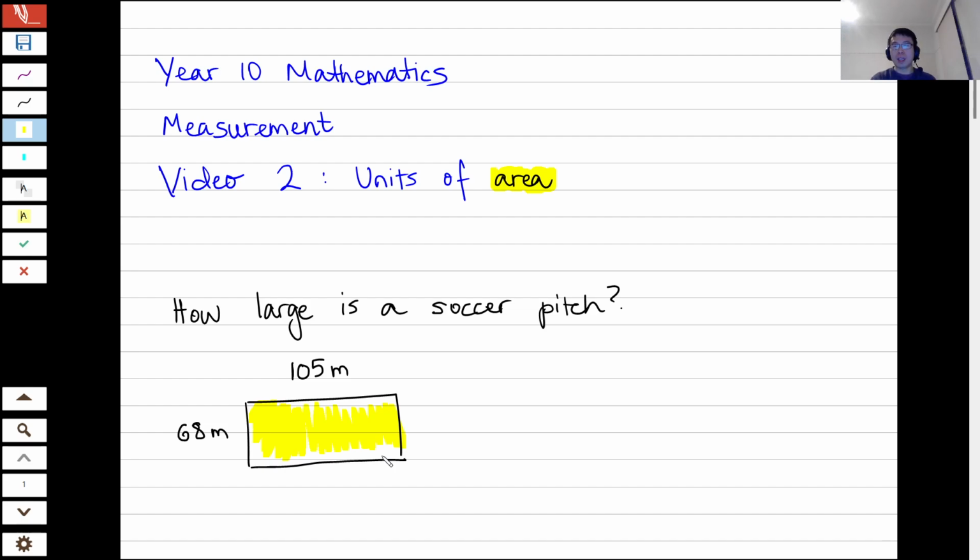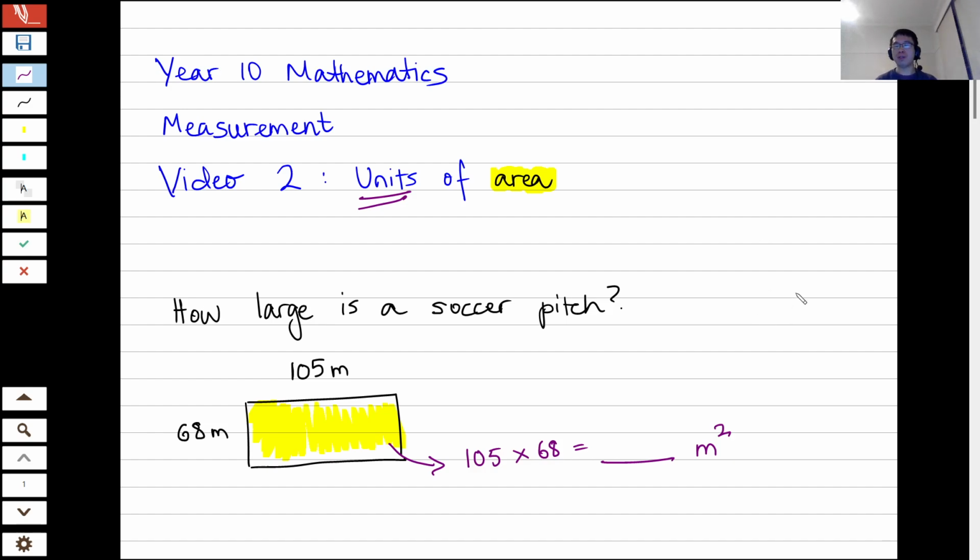So in this video, I'm just going to talk about the units of area. We're not going to worry about how we assign this number, but many of you will already know that for a rectangle, we want to do 105 times 68, and that'll give us some number, but it's not going to be in meters anymore. I'm going to need to define a new unit called meters squared.